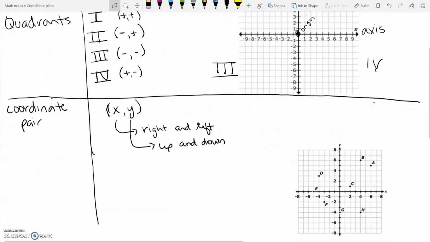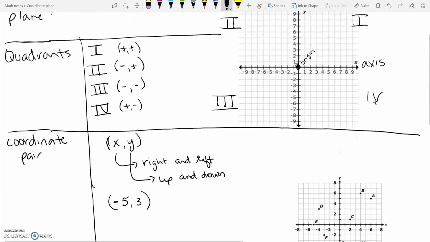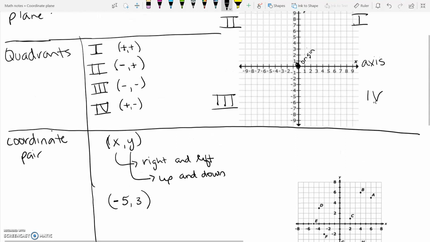As far as vocabulary goes, for one of these coordinate pairs, let's go ahead and plot one of the points. So I'm going to go negative 5, comma, 3. Okay, so this means I need to go negative 5 to the left, right? We're going to use this one graph again. So negative 5, we're going to go to the left. 1, 2, 3, 4, 5. And then I'm going to go up 3. 1, 2, 3. I'm going to plot my point here, and that's my point negative 5, 3.